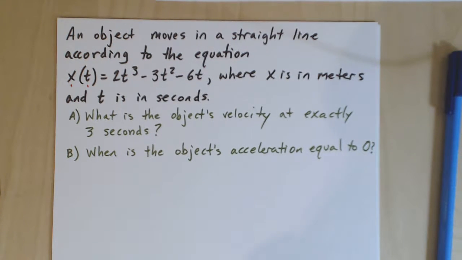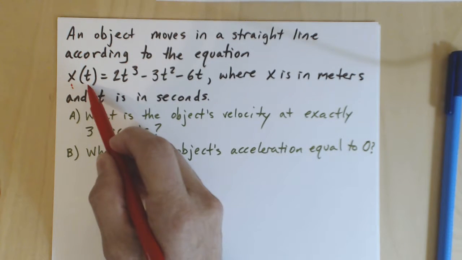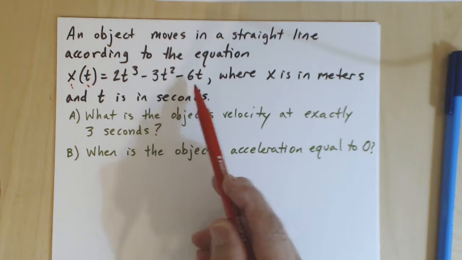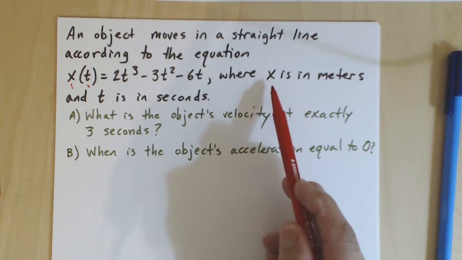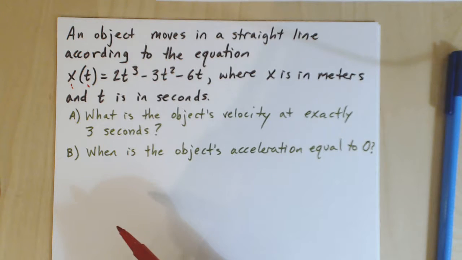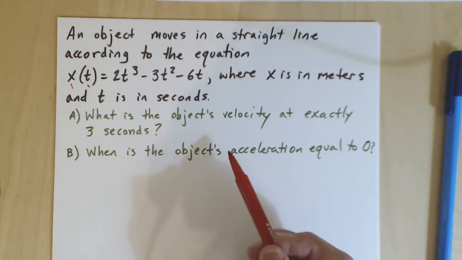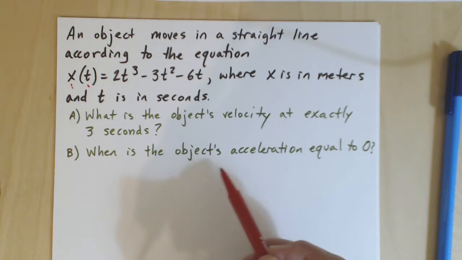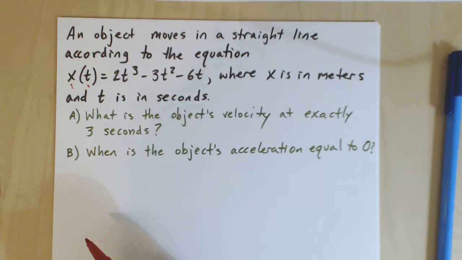Let's see how we can use some calculus in this example. This problem says that an object moves in a straight line according to the equation x of t is equal to 2t cubed minus 3t squared minus 6t, where x is measured in meters and t is measured in seconds. We're asked to find the object's velocity at exactly 3 seconds, and then when the object's acceleration is equal to 0.